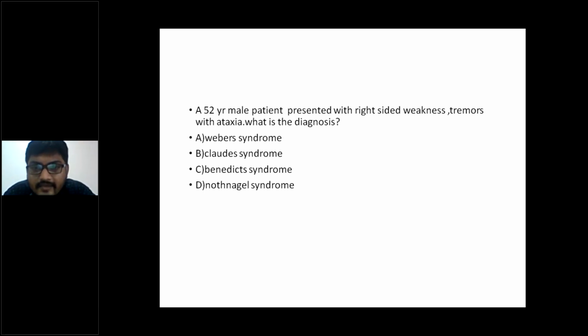Okay, here I have given right-sided weakness. That means right upper limb weakness and right lower limb weakness. So hemiparesis is there, right? But with ataxia. Tremors with ataxia is there. So in Weber syndrome, you will not see tremors and ataxia, right? Tremors is due to involvement of what nucleus?